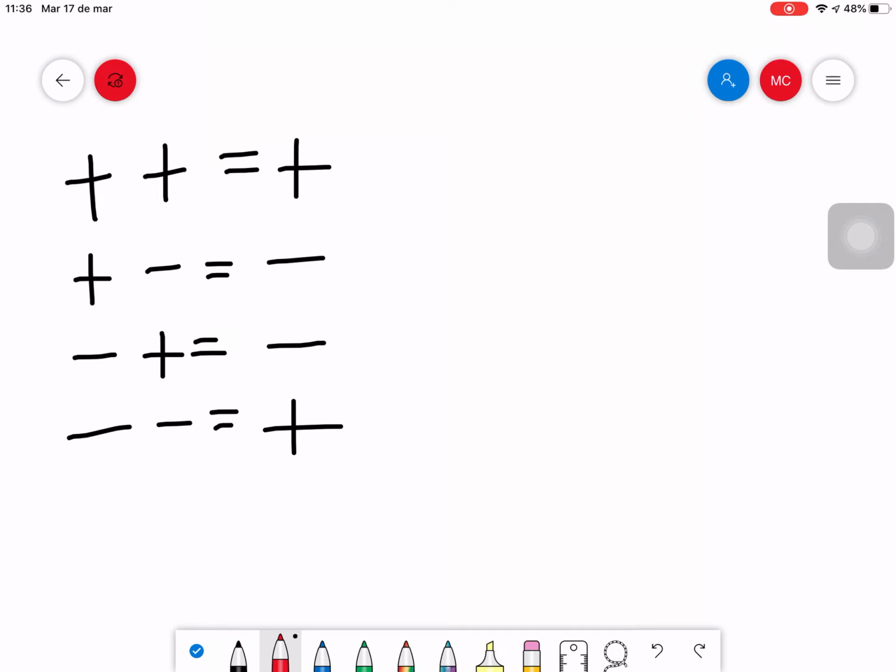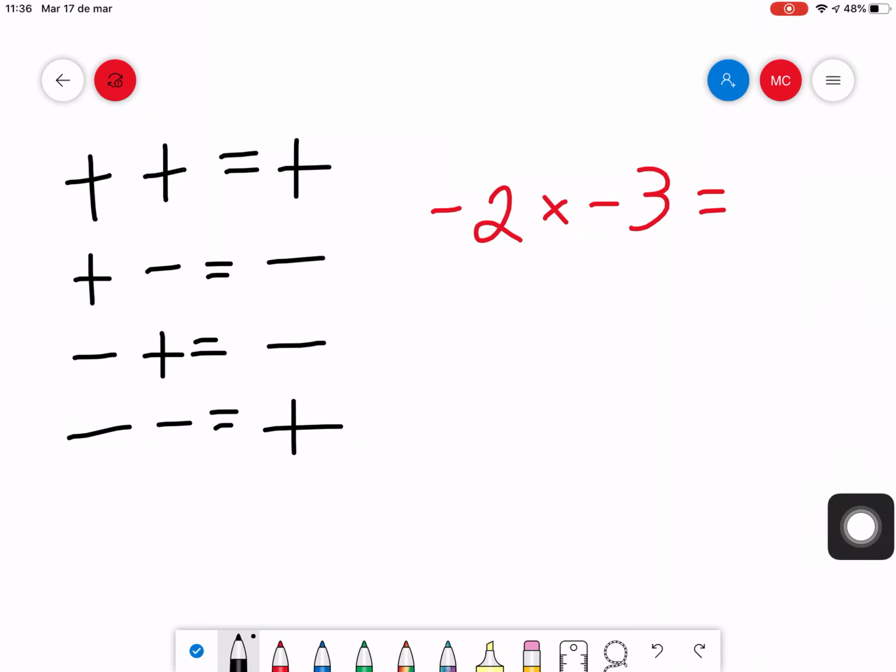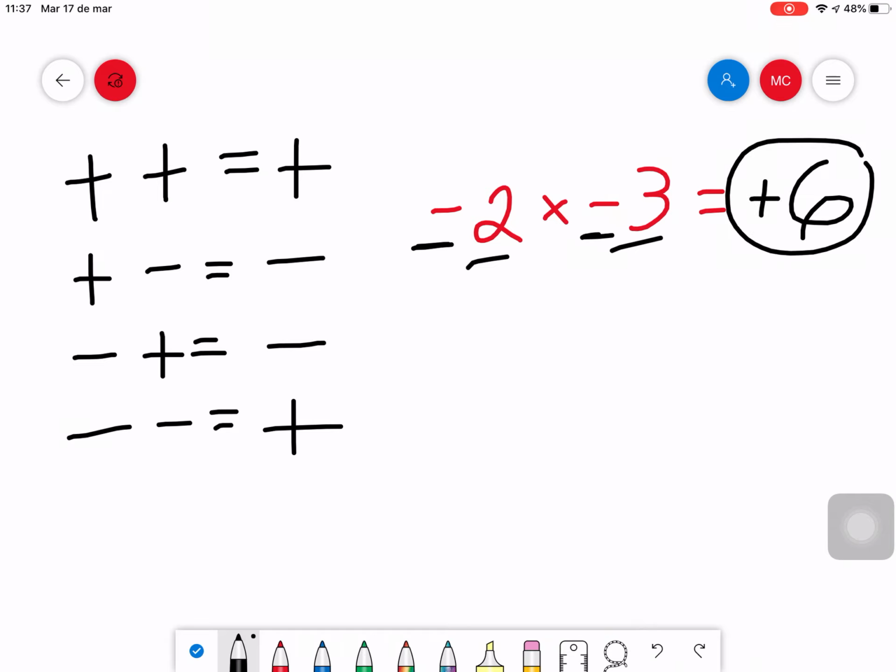Why? For example, if I have -2 times -3, remember the steps are: first you multiply regularly as you would do it if you didn't have signs, like that, 2 times 3 is 6, right? So then you do the operation with the signs, that is negative and negative, it's positive, so it's positive 6.